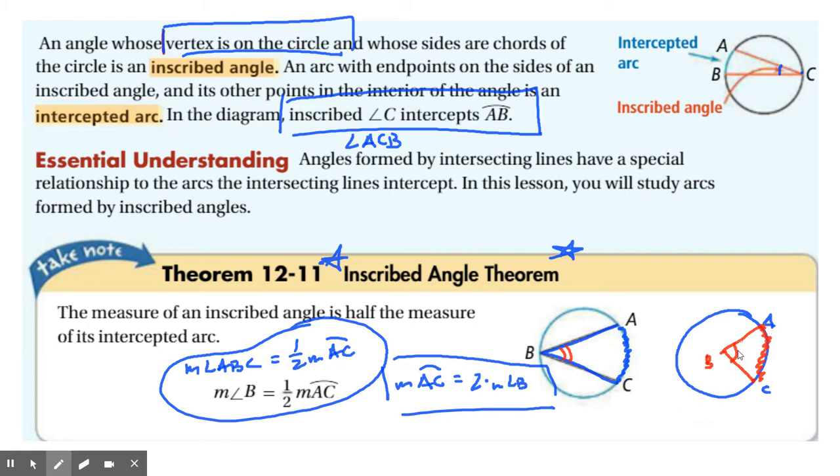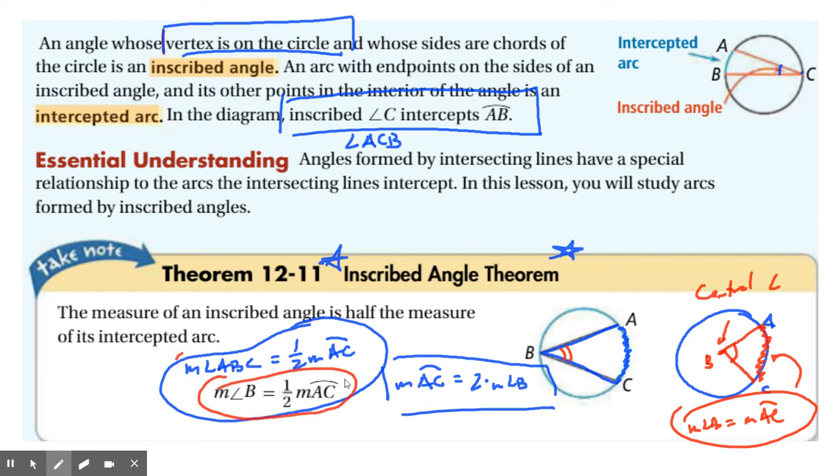So remember that the measure of a central angle is equal to the arc. So in this case, the measure of angle B equals the measure of arc AC, right? For central angles. Again, that's a central angle, and the reason it's a central angle is because the vertex is the center of the circle. Versus here, for the inscribed angle, it's equal to half the arc. So keep that in mind, the difference between inscribed angles and central angles. Very important idea.